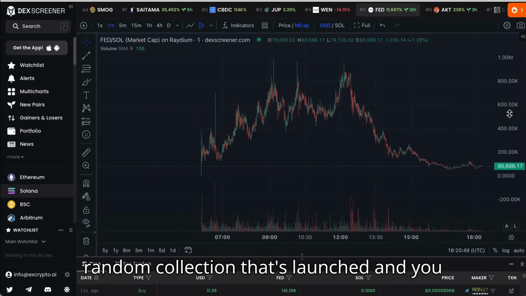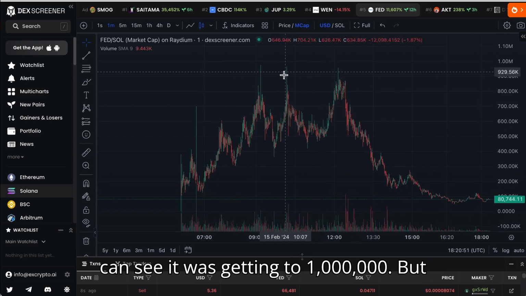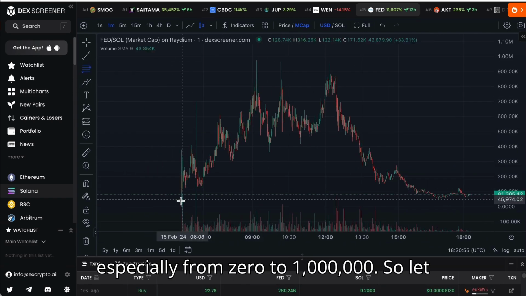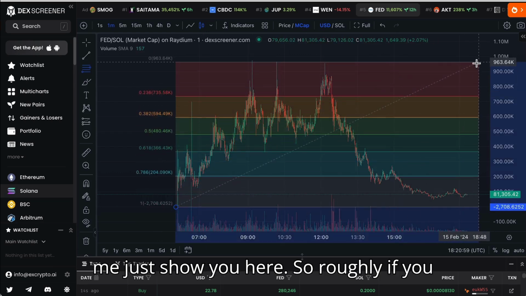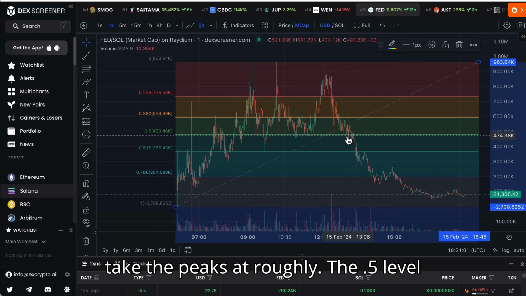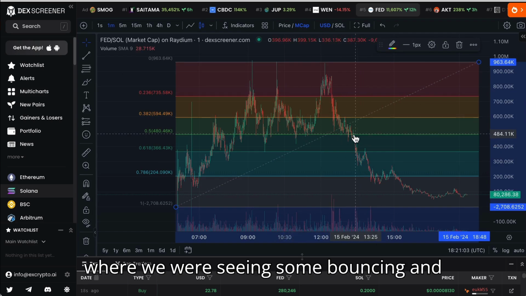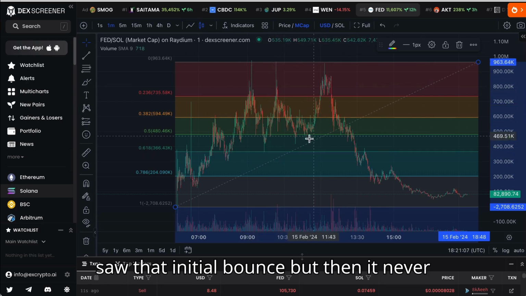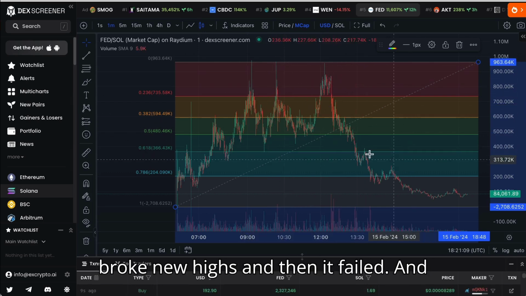It's just a random collection that's launched, and you can see it was getting to 1 million. But the level that you want it to bounce out, especially from 0 to 1 million, so let me just show you here. So roughly, if you take the peaks there, roughly the 0.5 level where we were seeing some bouncing and then it failed, and then the 0.618 where we saw that initial bounce, but then it never broke new highs, and then it failed.